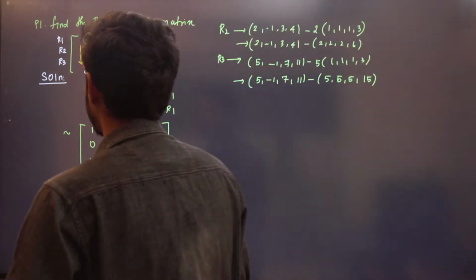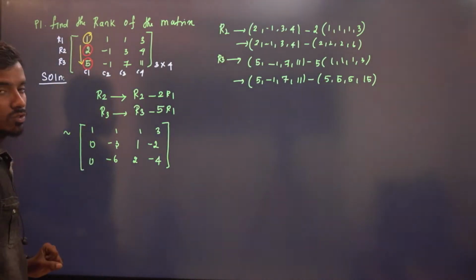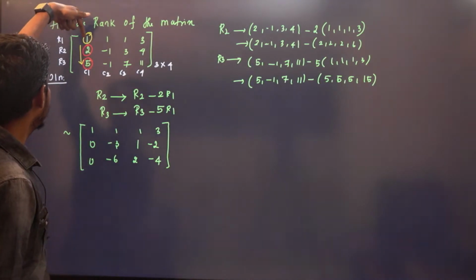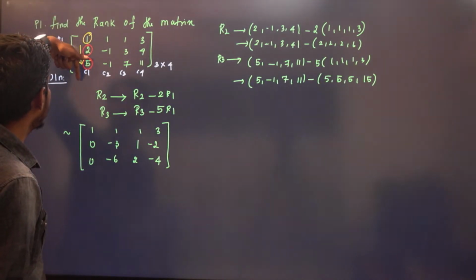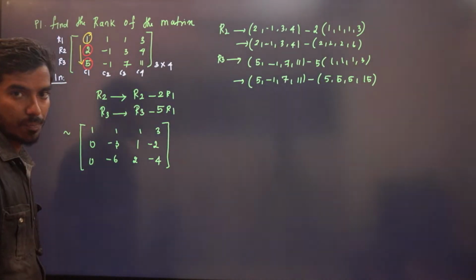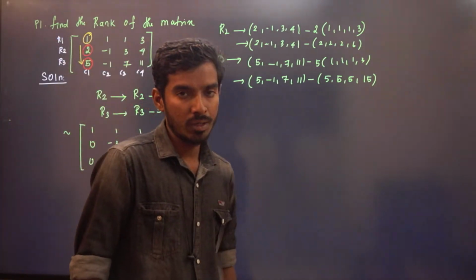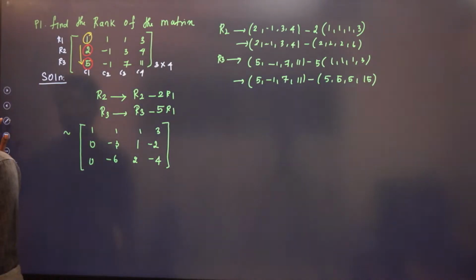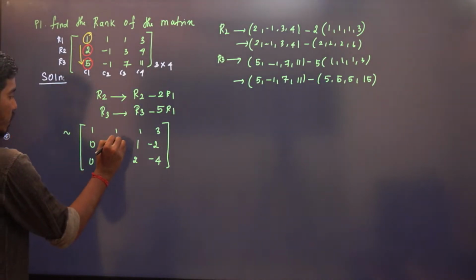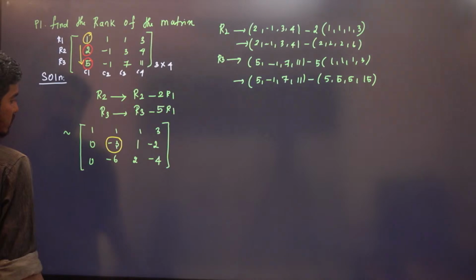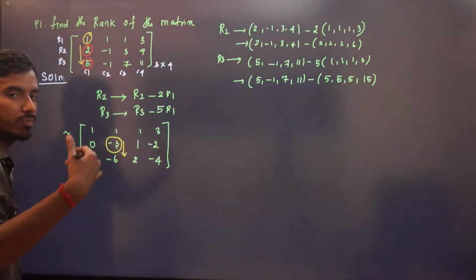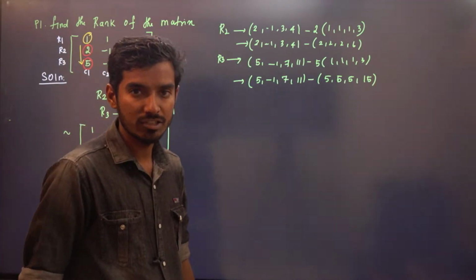What is the first step in row echelon form? You take the first row, first non-zero element, which is 1 here. Below that, everything has to be 0, below the corresponding column. So we are done with the first step. Now go to the second row. Second row, first non-zero element is this, right? Below that, everything has to be 0, that is, below the corresponding column, every element has to be 0.